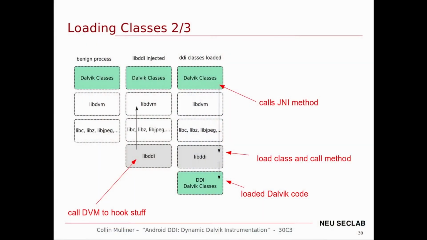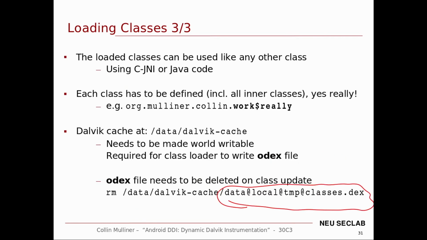When we want to load additional classes, the flow of the instrumentation looks like this. In the first step, we have the benign process. In the second step, we load our native code, which calls into the DVM and can hook stuff. This code can also load a class and call methods of this class. On the lower side, we have our own classes, which have our instrumentation code in them.